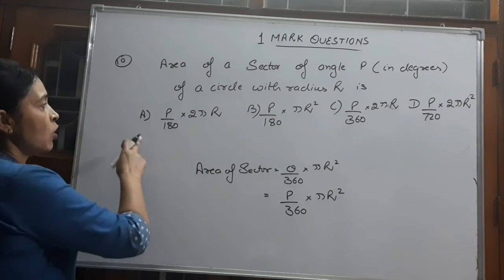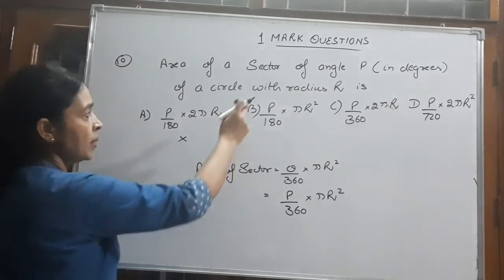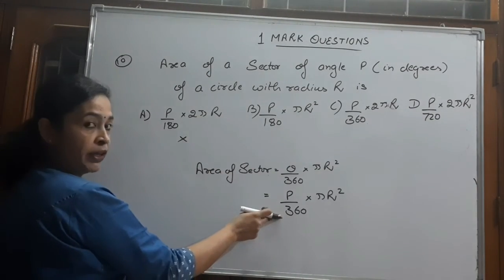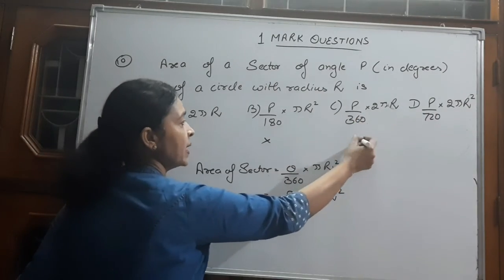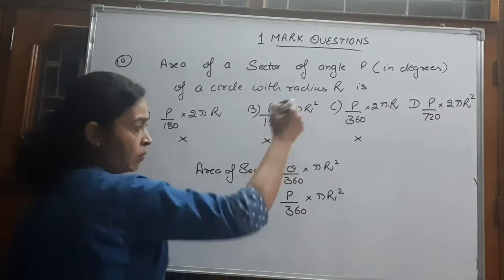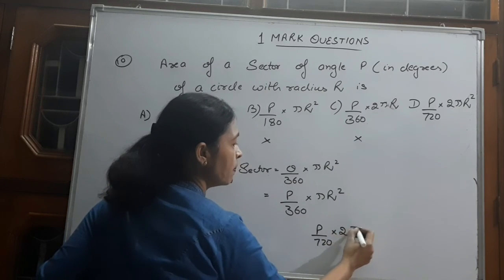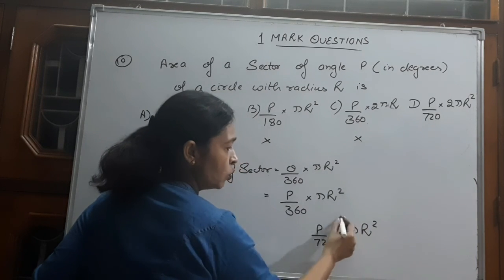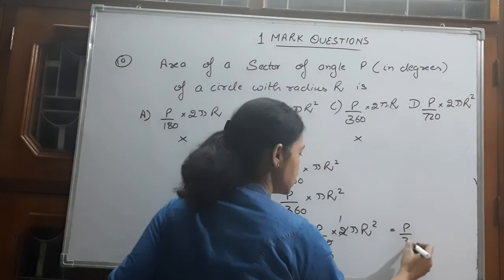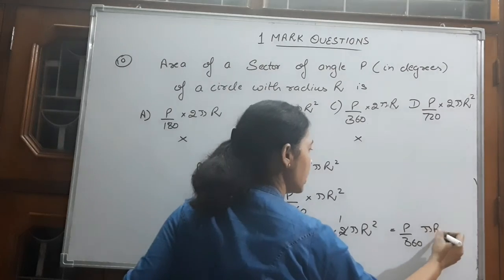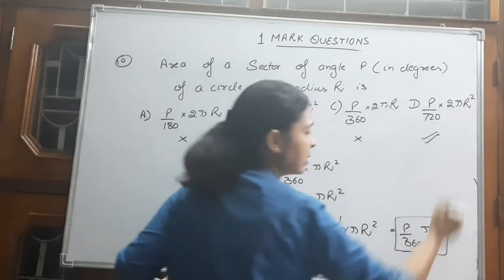Now, checking the options. First is P upon 180 into 2 pi r. This can't be our answer. P upon 180 into pi r square. We need 360. This is also not correct. P by 360 into 2 pi r. This can't be correct. What about option D? That is P by 720 into 2 pi r square. 2 ones are 360 in the denominator. What we have got is P by 360 into pi r square, which is the area of the sector. Therefore, option D is the correct option.